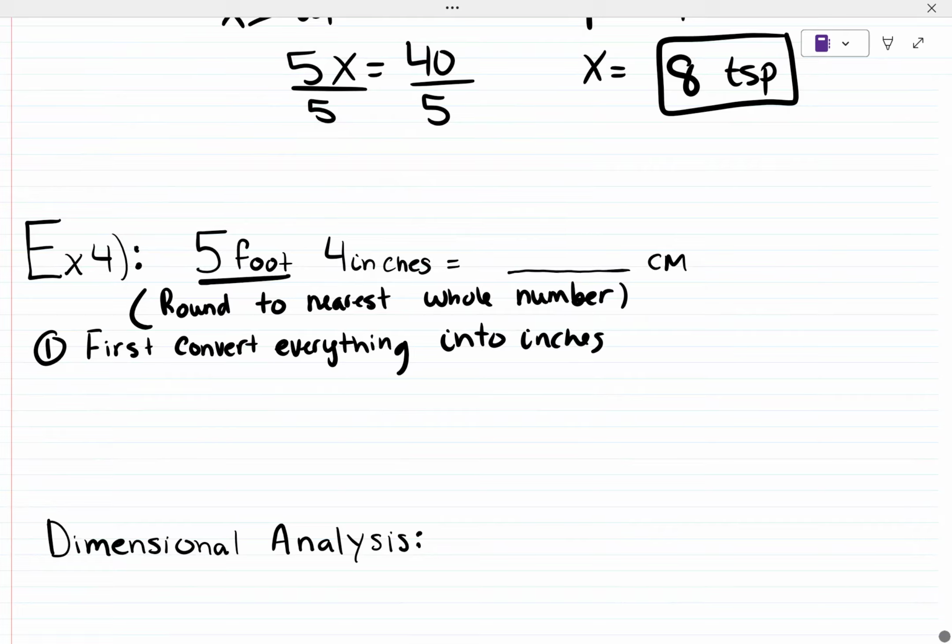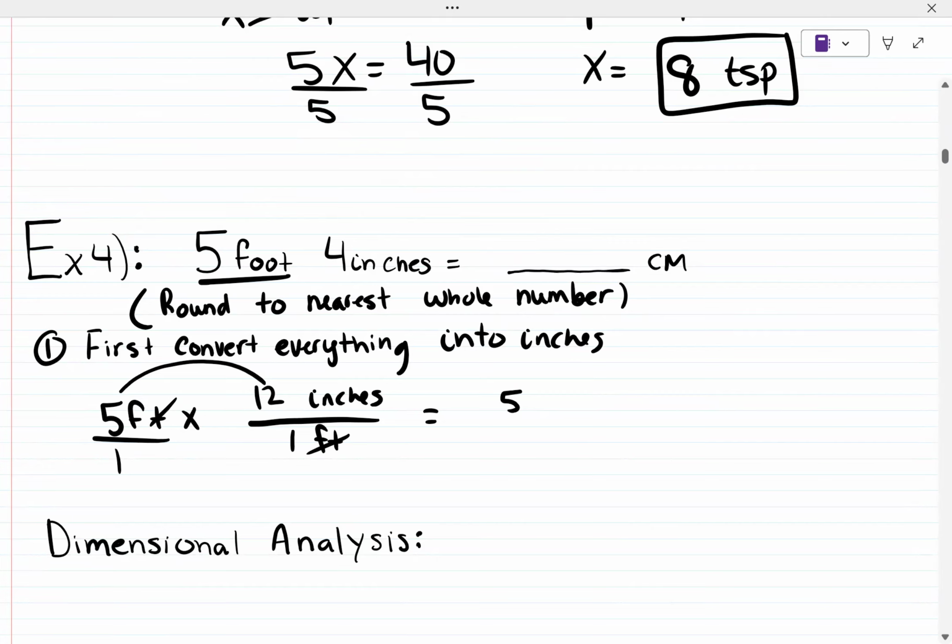How do we convert 5 foot into inches? So it's going to be 5 feet times a fraction, with feet on the bottom and inches on the top. For 1 foot, there are 12 inches, and feet disappears, and you're left with inches. And then you just multiply across. So 5 times 12 over 1, and 5 times 12 is 60 inches. And then you add that 4 inches. So that is a total of 64 inches.